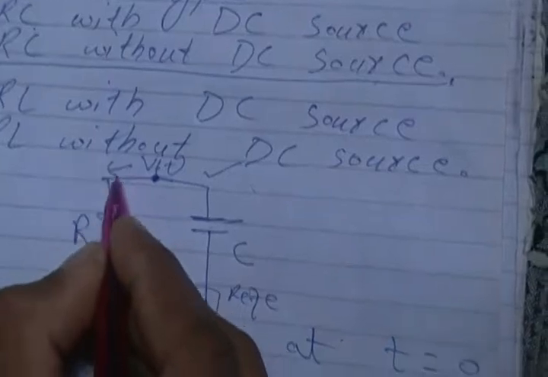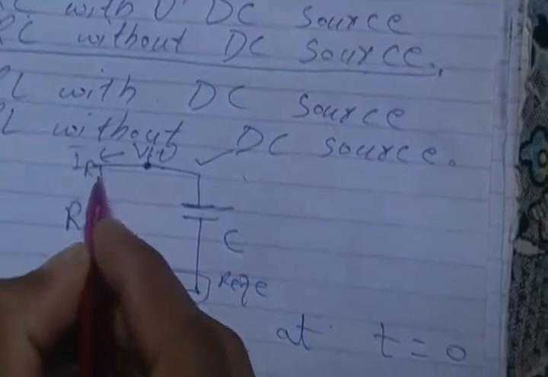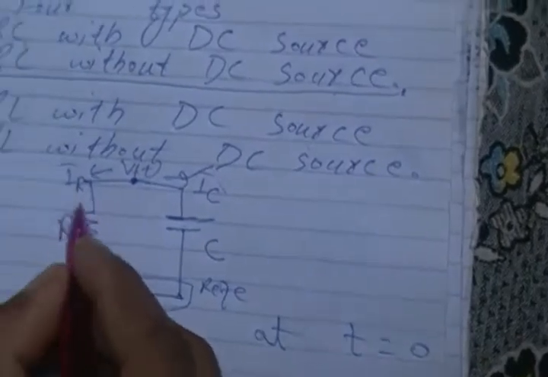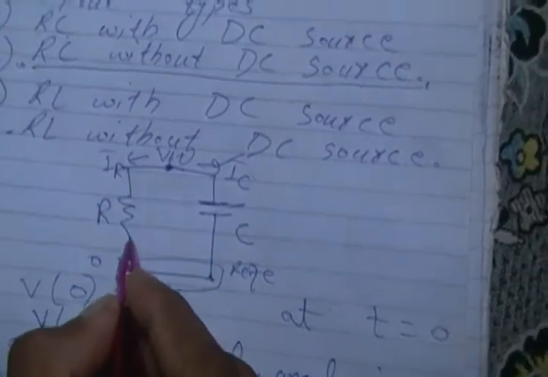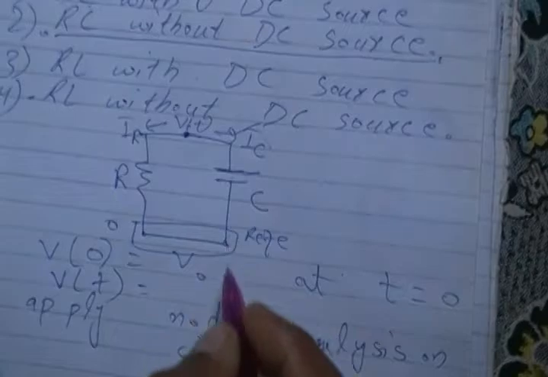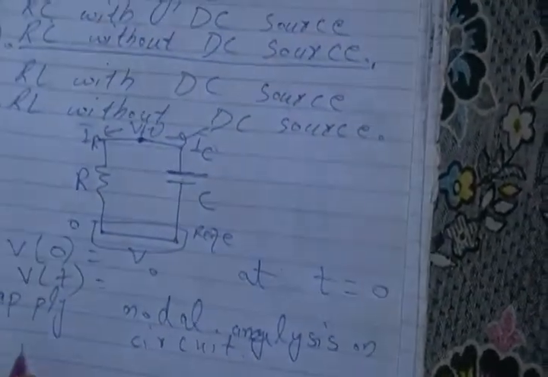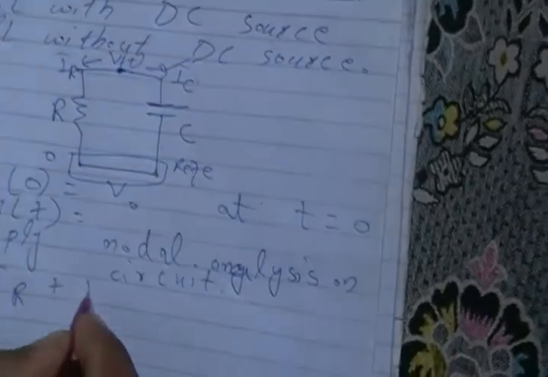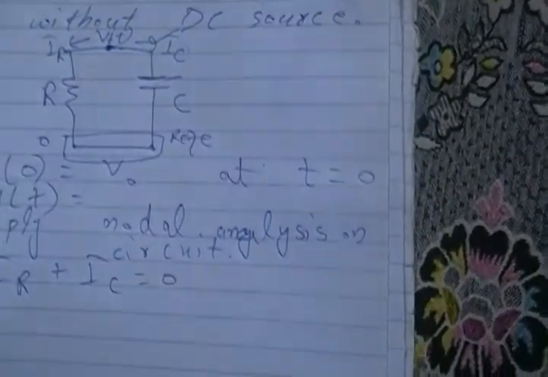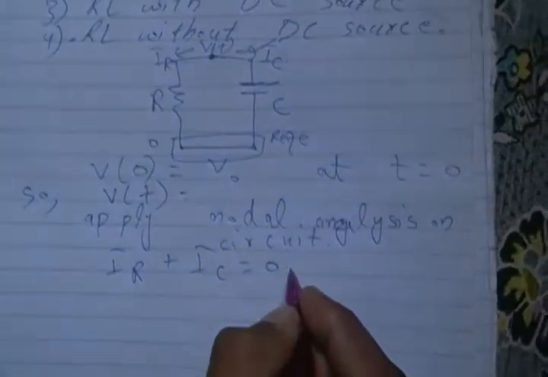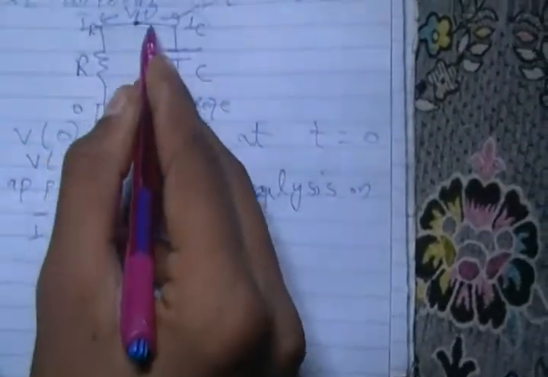So there is current flowing in this direction, IR, and current flowing in this direction, IC. IR is the current which is passing through the resistor, and IC is the current which is passing through the capacitor. So applying nodal analysis on this node, IR plus IC is equal to 0. This is the equation which we get by applying nodal analysis on this node.